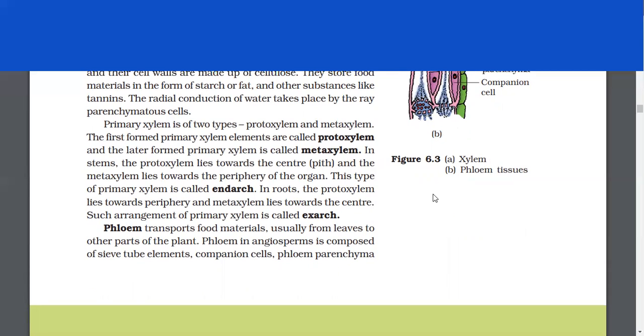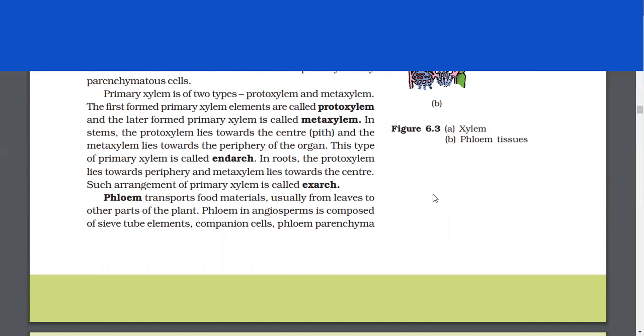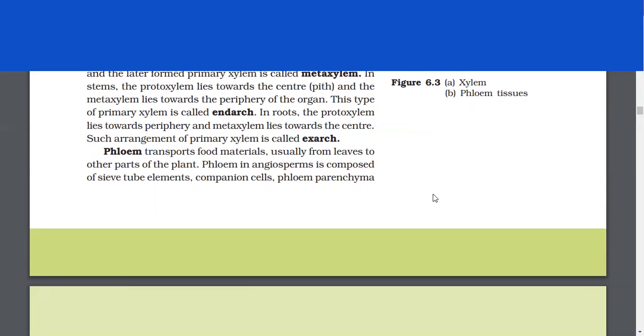In stems, the protoxylem lies towards the center and the metaxylem lies towards the periphery of the organ. This type of primary xylem is called endarch. In roots, the protoxylem lies towards the periphery and metaxylem lies towards the center. Such arrangement of primary xylem is called exarch.